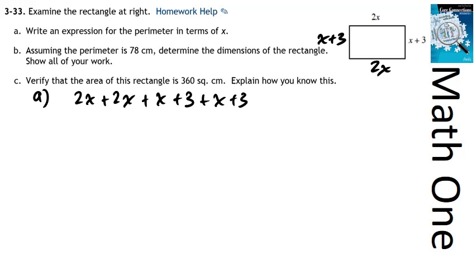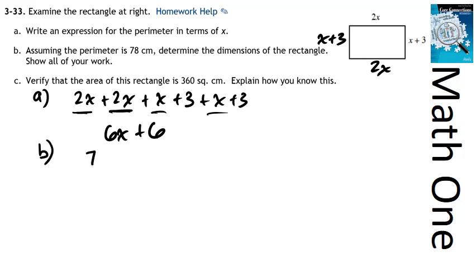And I'm going to go ahead and simplify that. If you look at it, there's 2x's, 4x's, 5, 6x's. So when I combine all of them, there's a total of 6 times x, and then I have plus 3 and 3 is 6. So 6 times x plus 6 is the perimeter. And it says, assume the perimeter is 78 degrees. Determine the dimensions of the rectangle. Well, that's interesting.